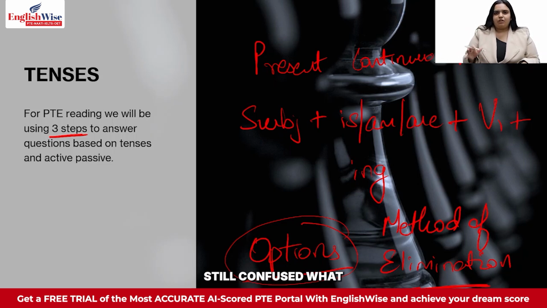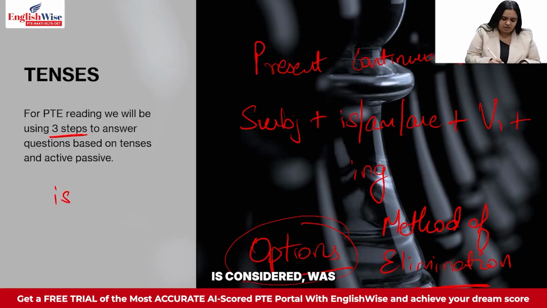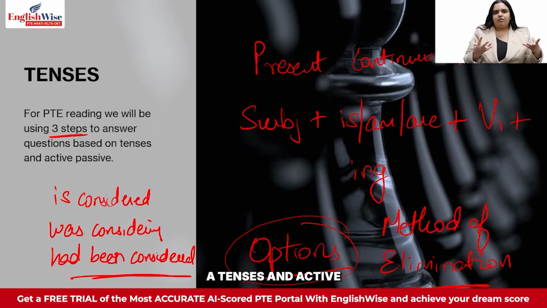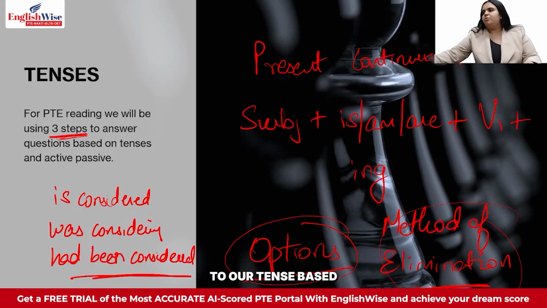And if you are still confused about what tense-based questions are, a classic example can be where you have options given like is considered, was considering, had been considered. So these are the classic options for tenses and active passive voice mixed questions. Now what you have to do is you will be using 3 steps. I will show you the 3 steps, and we will be using the method of elimination, both of them, to give the correct answer to our tense-based questions.